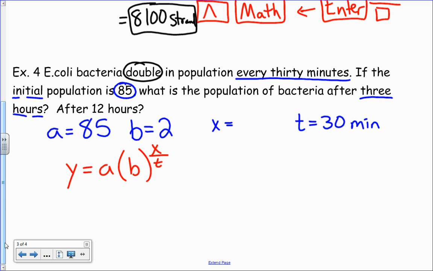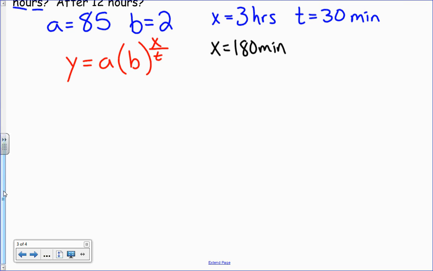Well, let's start with 3 hours. Let's convert the hours to minutes so that we have the same units here. 1 hour is 60 minutes, so 3 times 60 would be 180. So the X value we want to use for the first one is 180 minutes. It's asking you 2 questions here, after 3 hours and then after 12 hours.